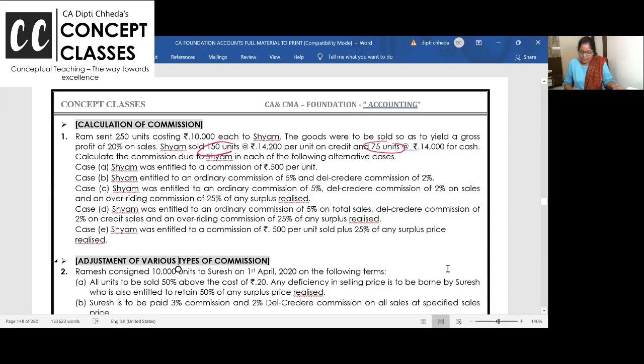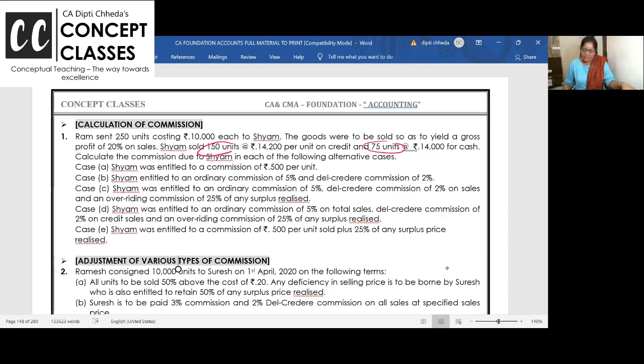D case करते हैं. Shyam was entitled to an ordinary commission of 5% on sales, del credere commission of 2%. 5% on the total sales. Okay, they've said total sales.